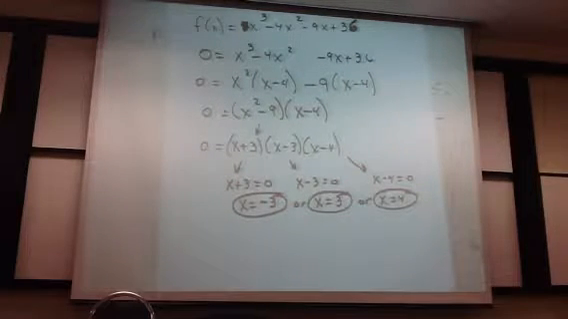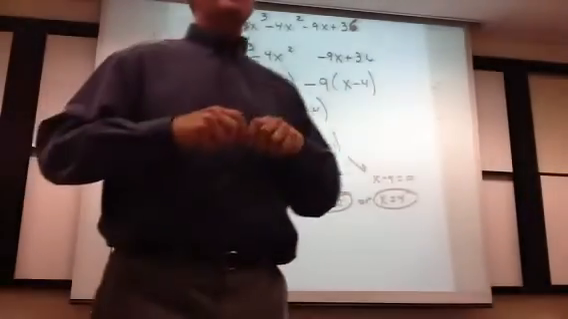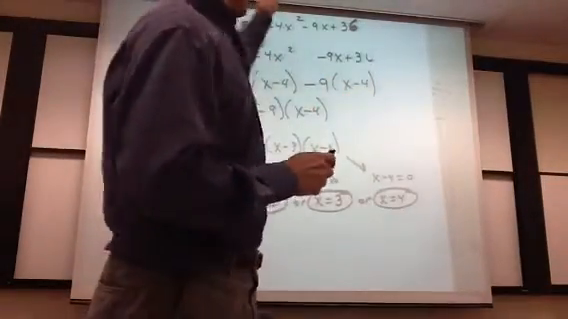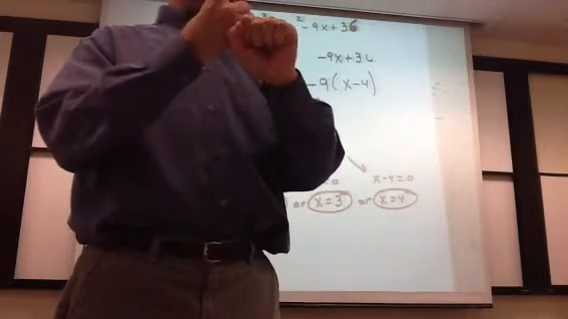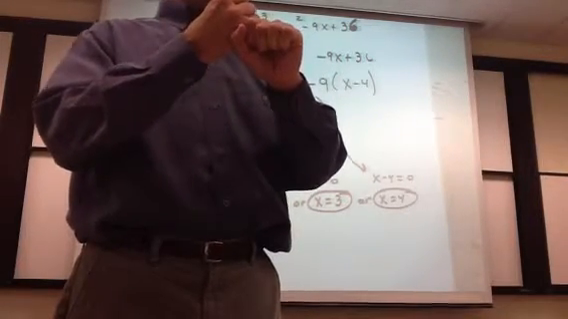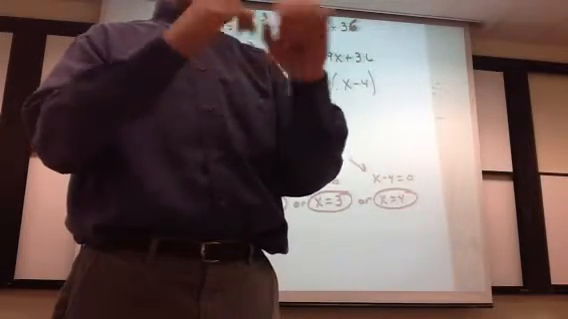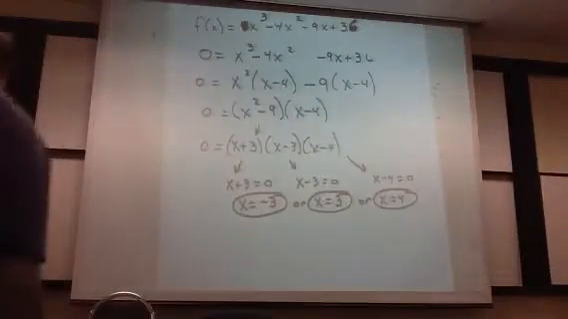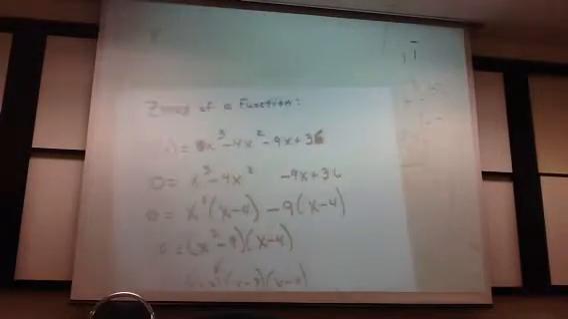Yes, ma'am? So is it just a coincidence, or is it safe to assume that you're going to have the same number of zeros as the highest power in your equation? The degree of the equation, the highest exponent, that could be the number of zeros I have. Or it could be 2 less than that. We don't want to get into that. Let me show you. That's all right. I got time. I'll show you.